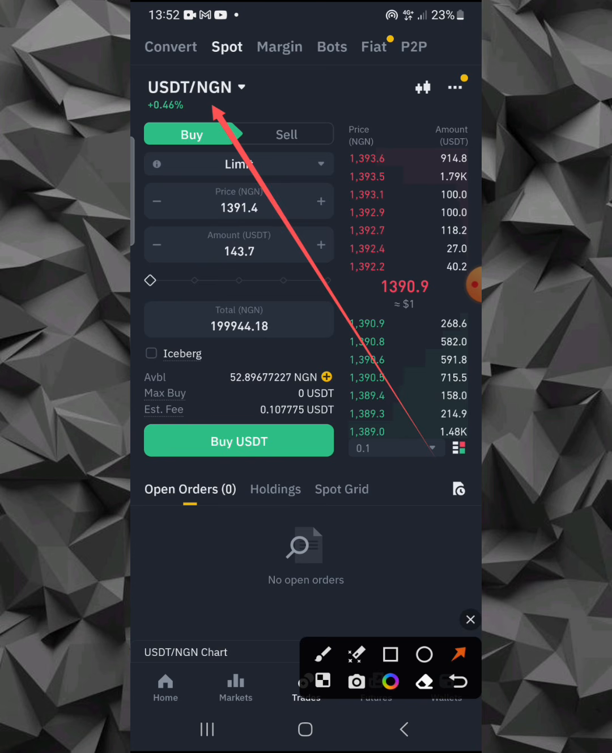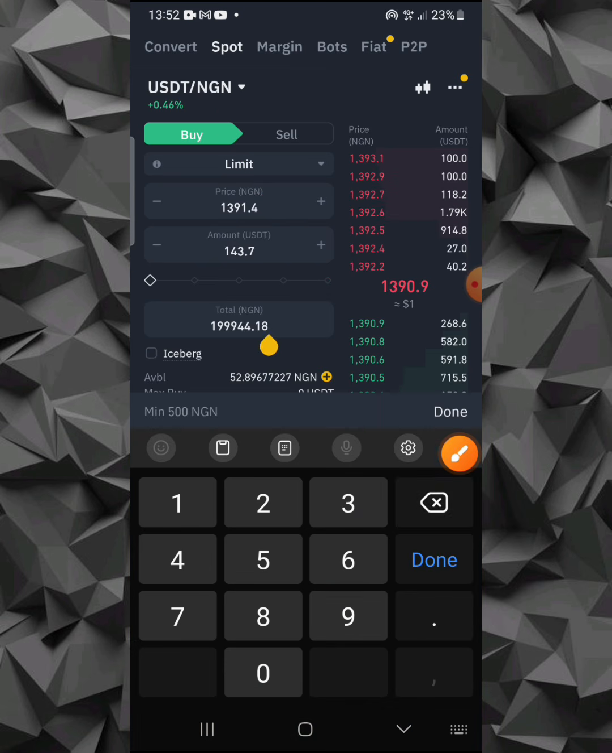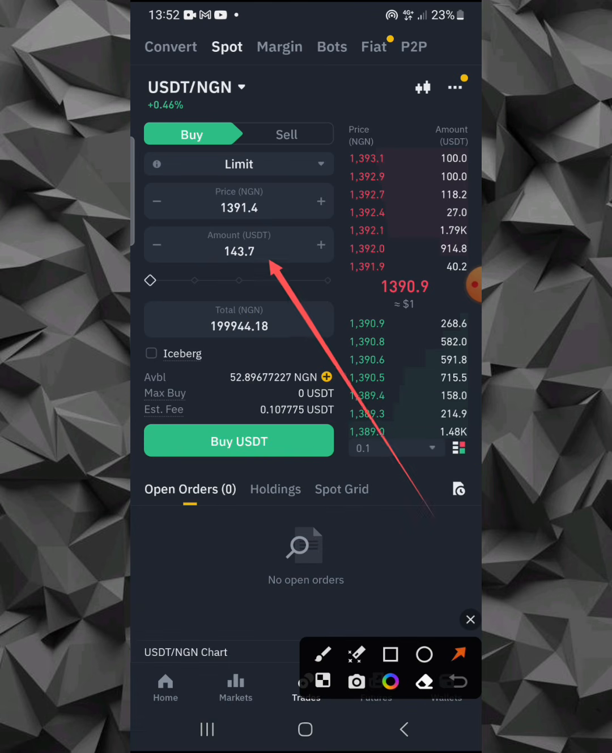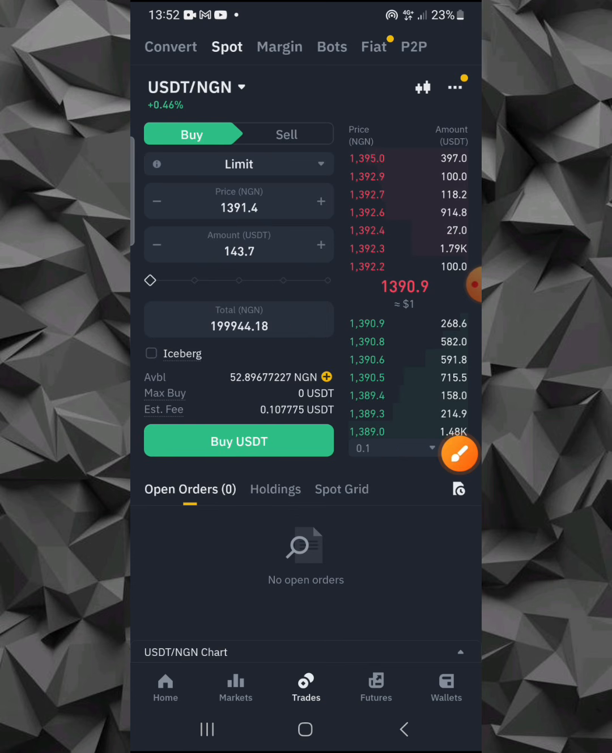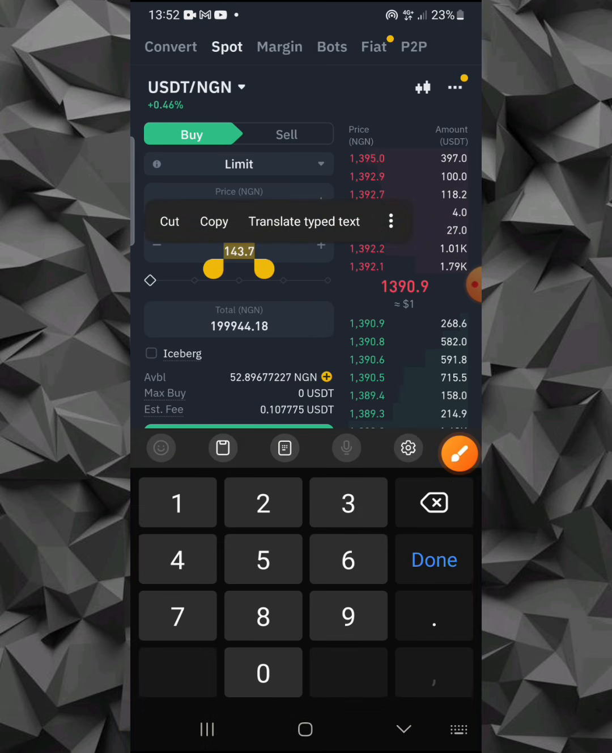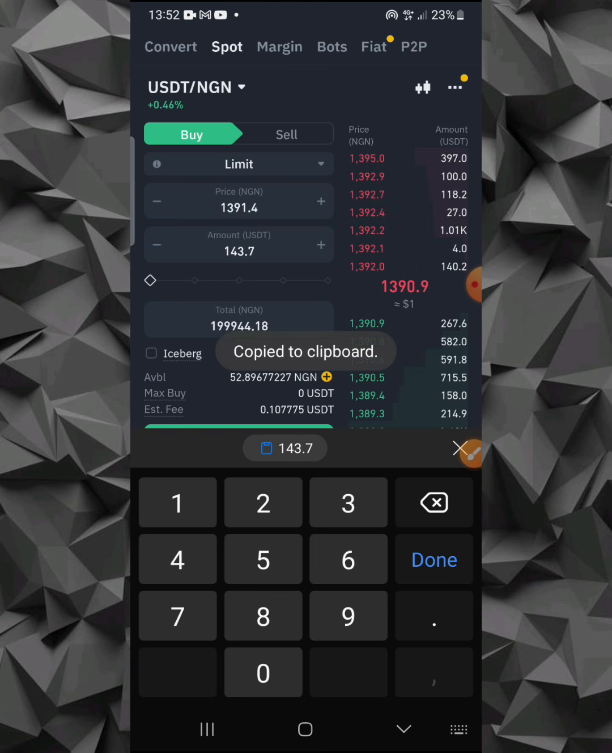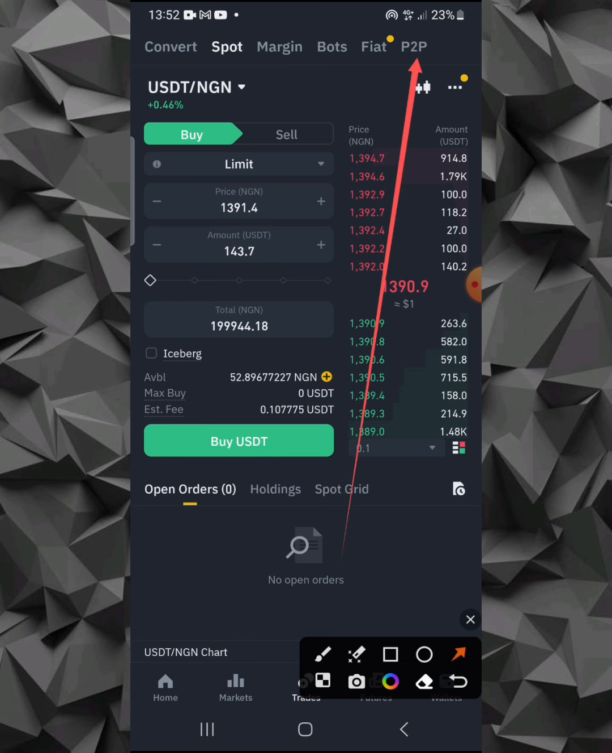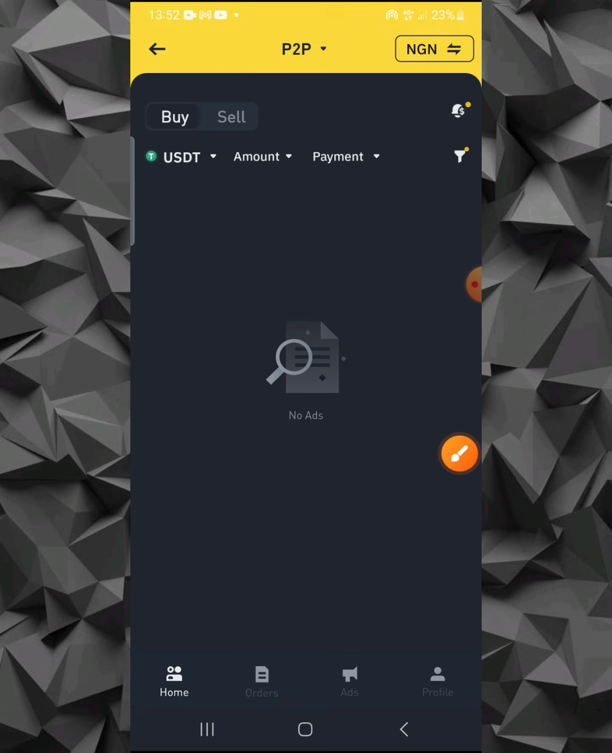So assuming we are going to be buying 200,000 naira worth of USDT on the spot market, let me go ahead and fix it right here. So 200,000 naira is going to be giving us 143.7 USDT, guys. So take note. I'll go ahead and copy this amount of USDT, and our capital for this will be 200,000 naira. Okay. So the next thing you just have to do is to come straight to P2P to sell that 200,000 naira worth of USDT. And let me go ahead and click on P2P.